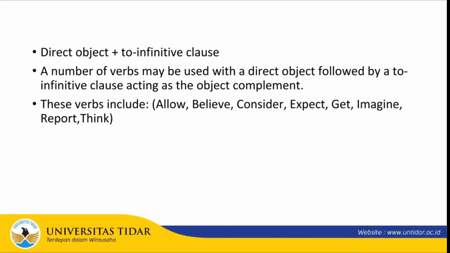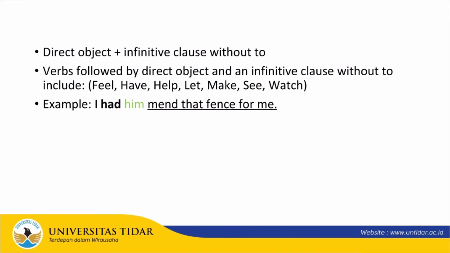A direct object plus to infinitive clause. Complex transitive complementation is divided into several parts. The part 1 is direct object plus object complements, and the second is direct object plus to infinitive. Here, a number of verbs may be used with a direct object followed by a to infinitive clause acting as the object complement. These verbs include allow, believe, consider, expect, get, imagine, report, and think.